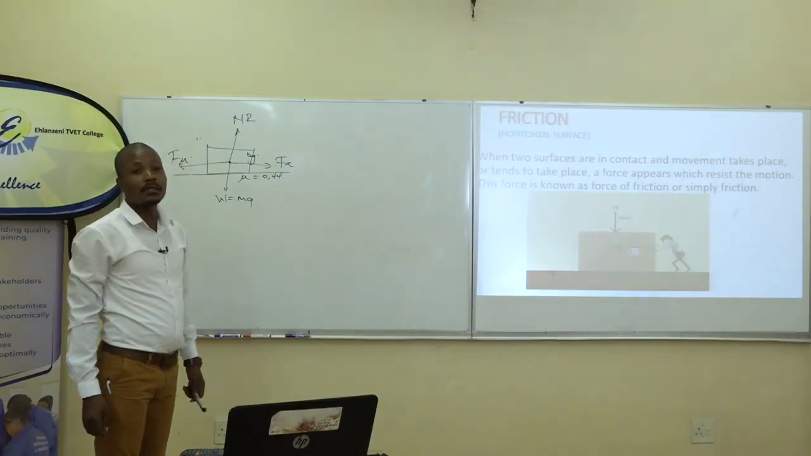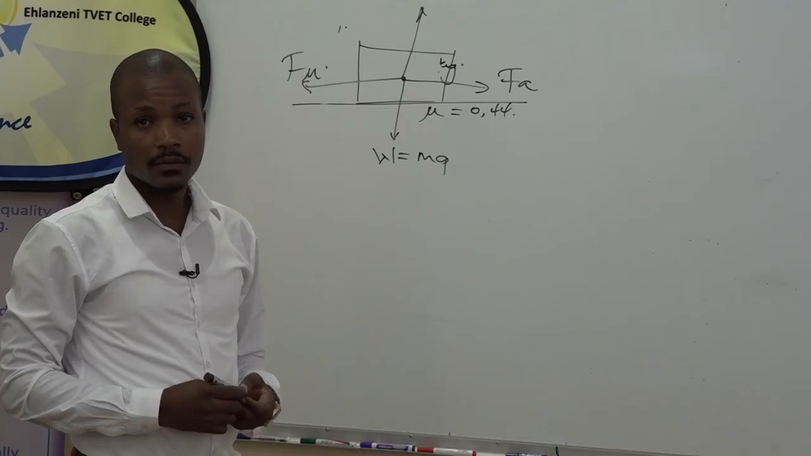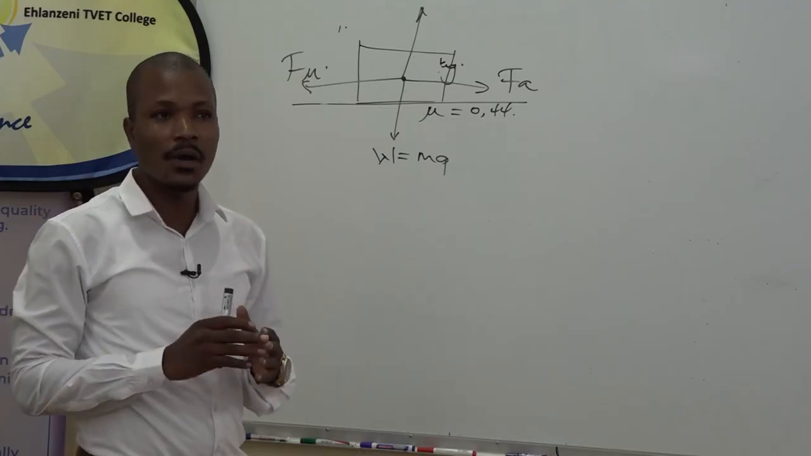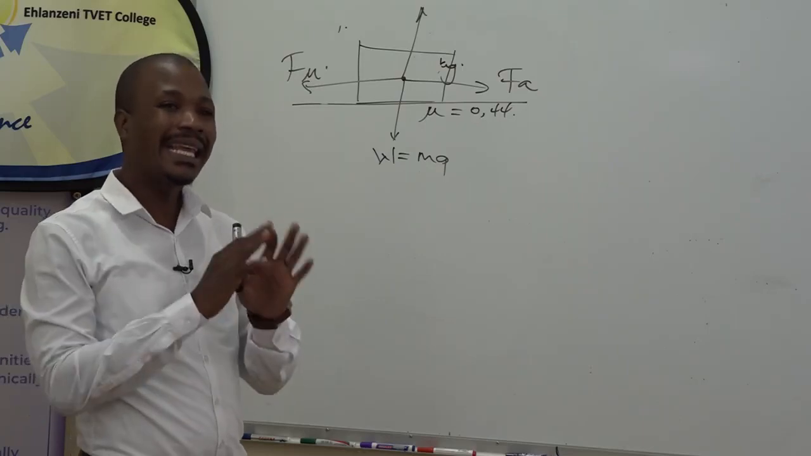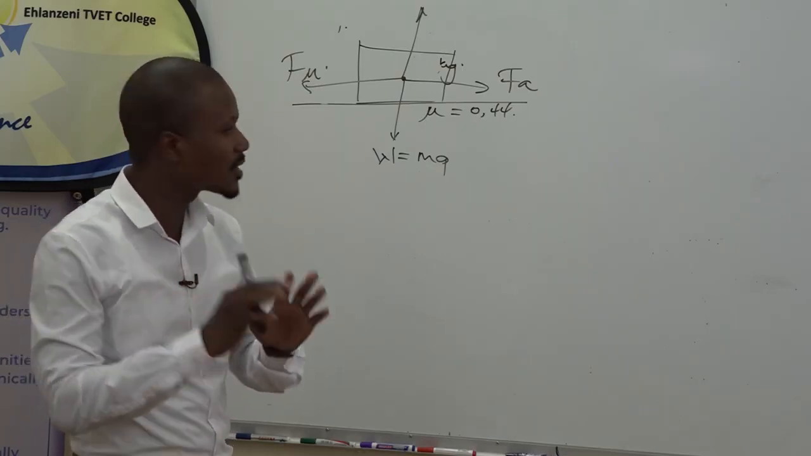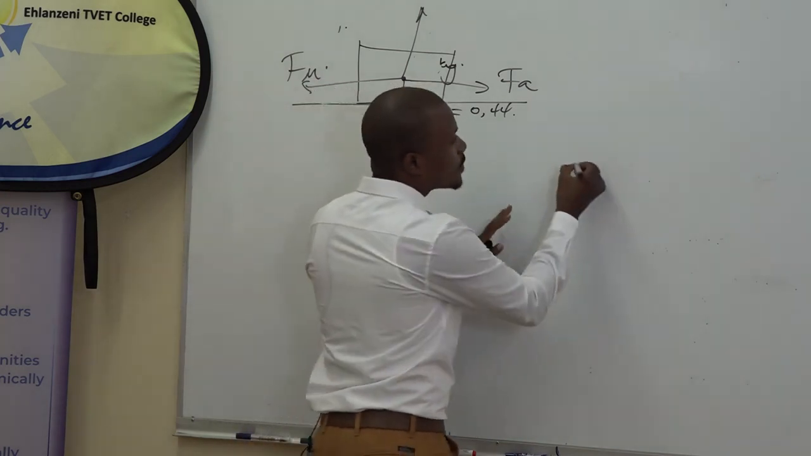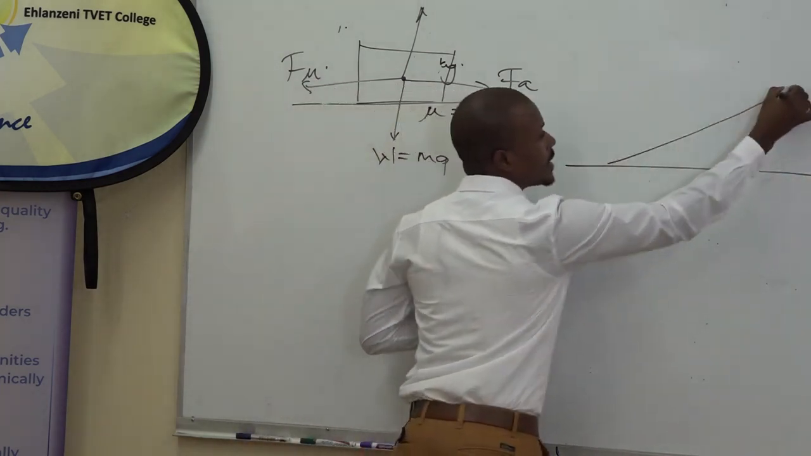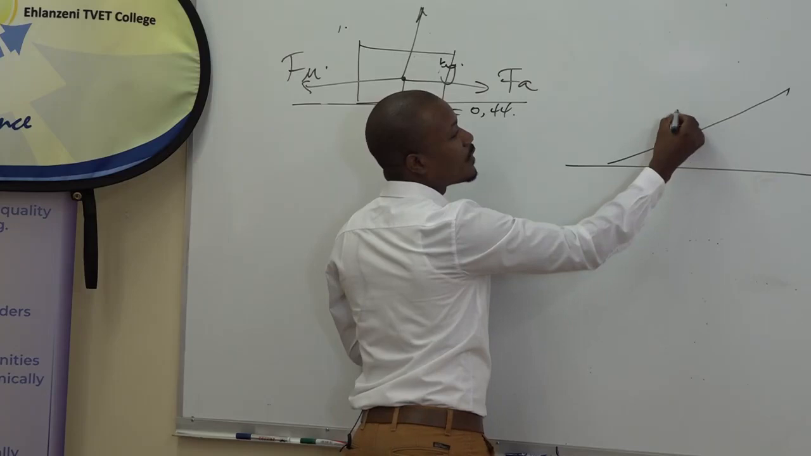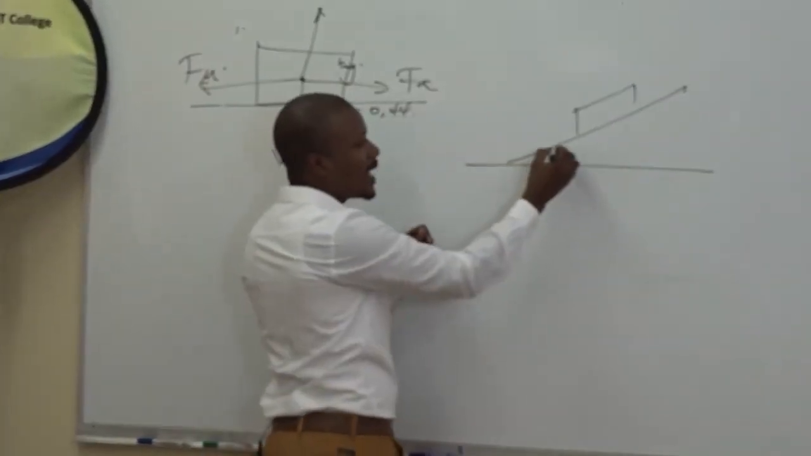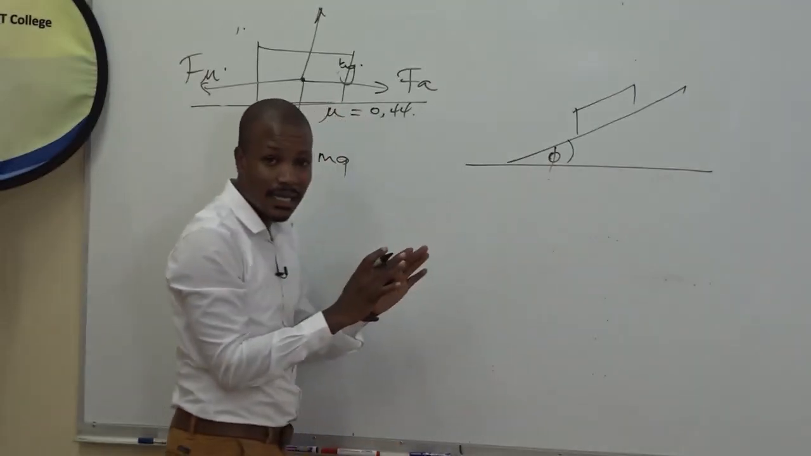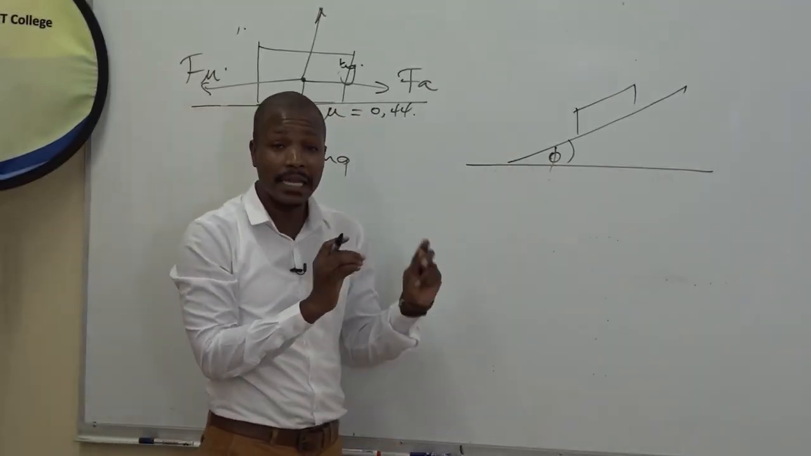In our next session, we're still going to be looking at friction. In this case, we are going to be looking at friction on an inclined plane. Just to give you a simple scenario, when we speak of an inclined plane, this is what happens. This is where you have an object which is placed on an inclined plane, the inclined plane making a certain angle theta. We need to know what this angle is.